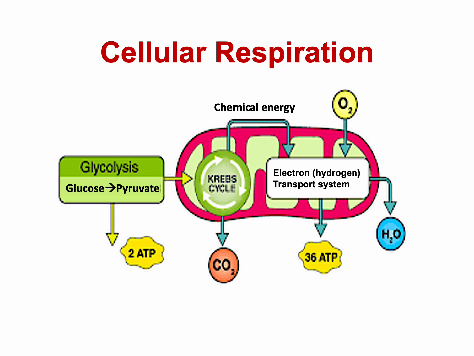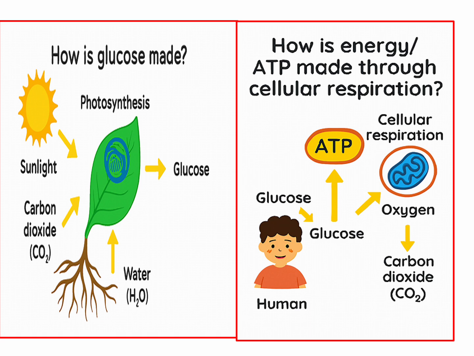Meanwhile, cellular respiration in humans as well as in animals uses glucose and oxygen originally produced by plants to generate ATP inside their mitochondria, releasing carbon dioxide and water as byproducts. So photosynthesis and cellular respiration form a continuous energy cycle that sustains life.